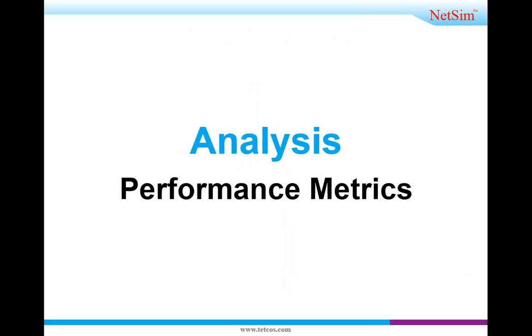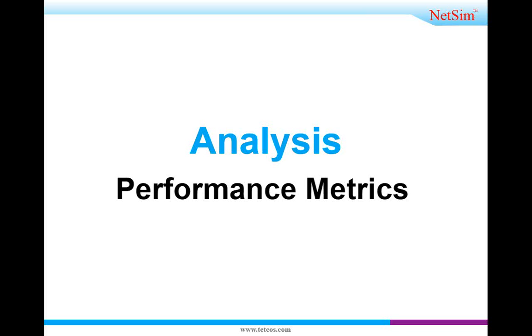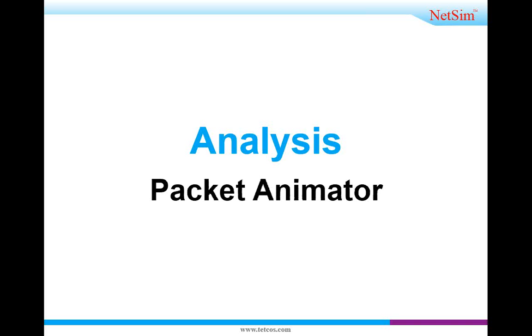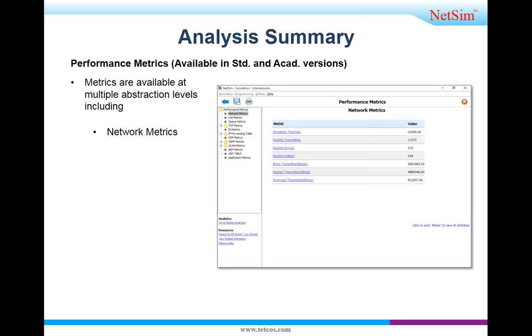Now analysis. Analysis has performance metrics. Performance metrics have various types like network metrics, protocol metrics, application metrics, which have all the information about the network. Okay. Then packet animator is there. After the simulation, you will get a packet animator. Here you can see the animation of the whole network, where you can see data packets moving from one node to another, where you have set the traffic. Okay, so this is the analysis summary.